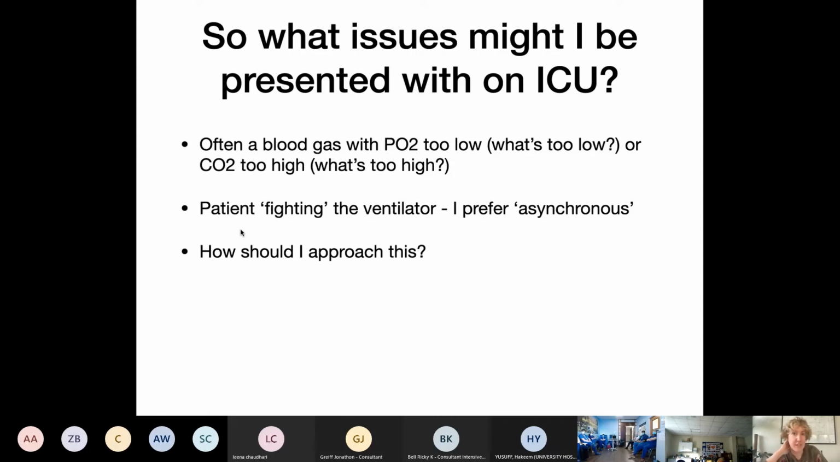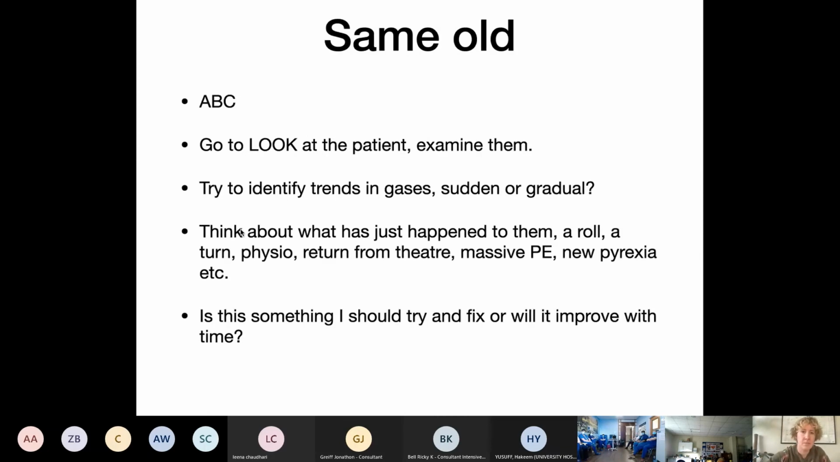And how should I approach this? So it's pretty same old ABC. Go and look at the patient, examine them, and really on intensive care, probably the trend is more important than the actual number, and whether it was a sudden change or a gradual change. Think about what has just happened to them.